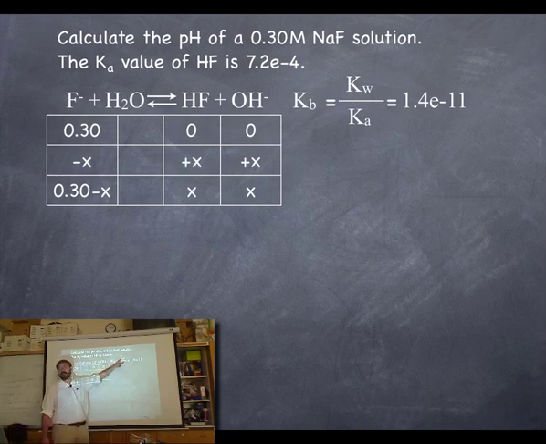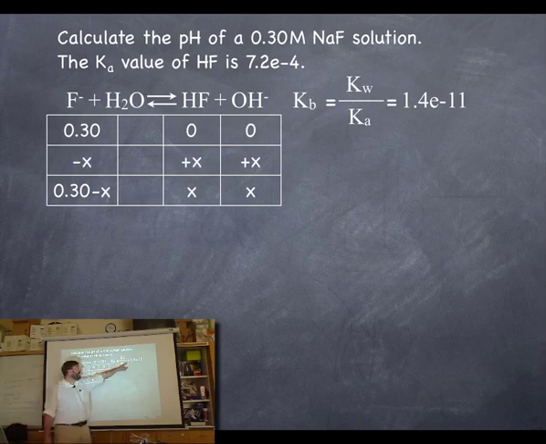Does this Kw value change? For our purposes, no. In real life, if you change the temperature, it changes a little bit. But on the useful equation sheet, they give you this Kw value. They give you this equation: Ka times Kb equals Kw equals 1.0 times 10 to the negative 14 at 25 degrees Celsius. It's on the useful equation sheet.